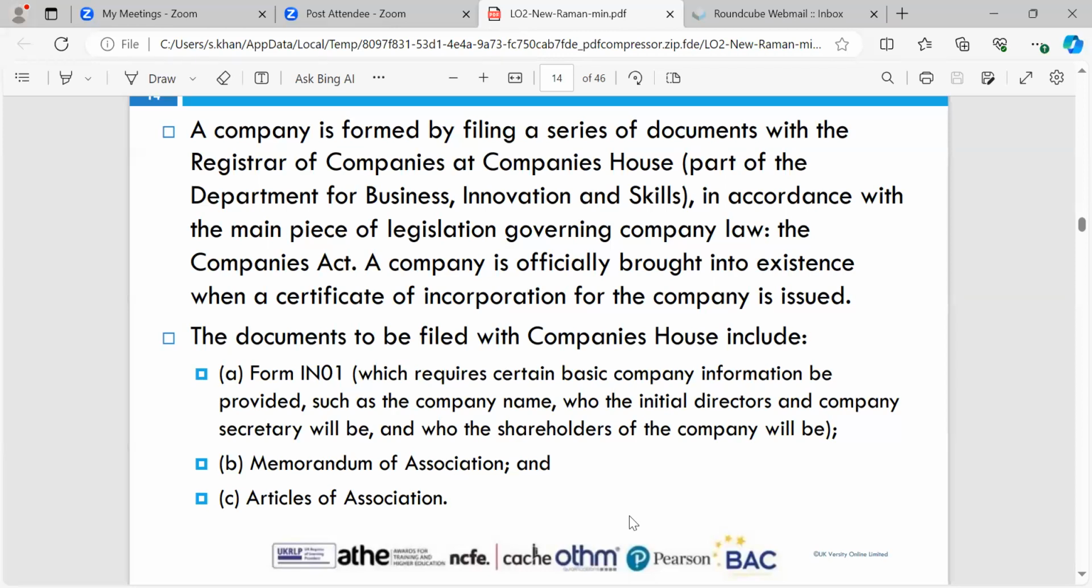Form IN01, which requires certain basic company information to be provided, such as a company name, who the initial directors and company secretary will be, and who the shareholders of the company will be, and the memorandum of association and articles of association.